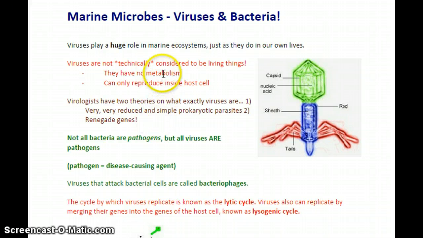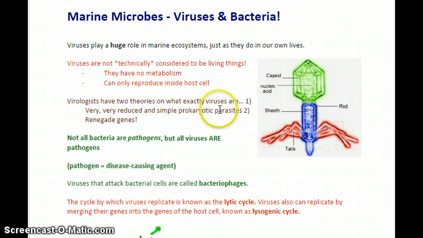The reason being is they have no metabolism. So they don't metabolize, and that's something that's usually considered to be a major characteristic or a requirement of being a living thing. And basically, it can only reproduce inside a host cell. So it can't reproduce on its own. It needs to invade a host cell, whether it's a bacterial cell or an animal cell or a plant cell, in order to reproduce itself.